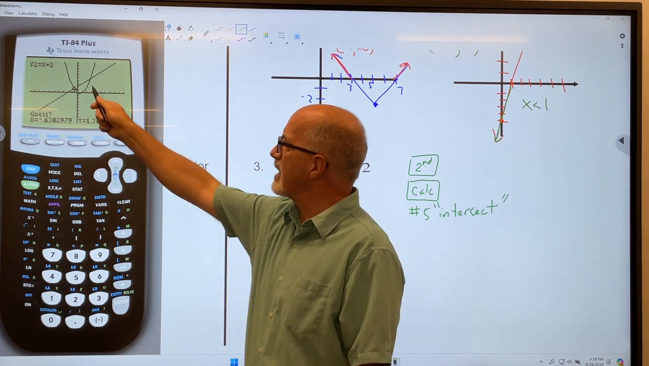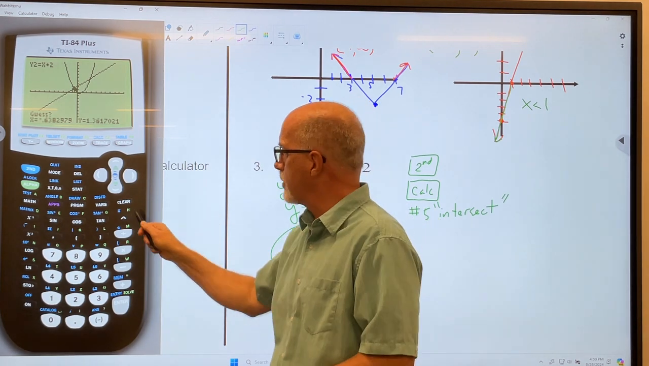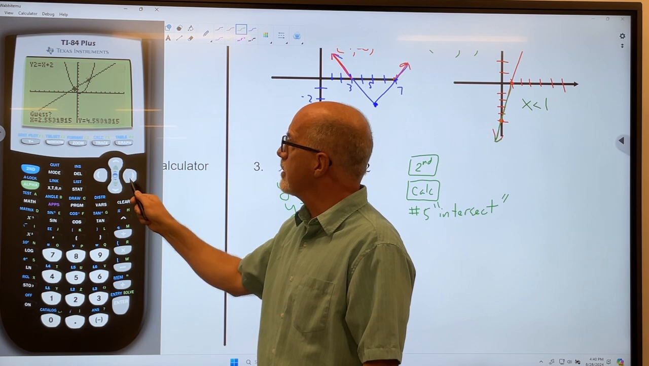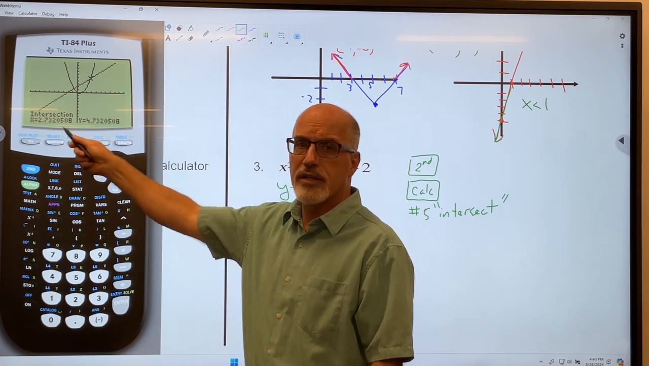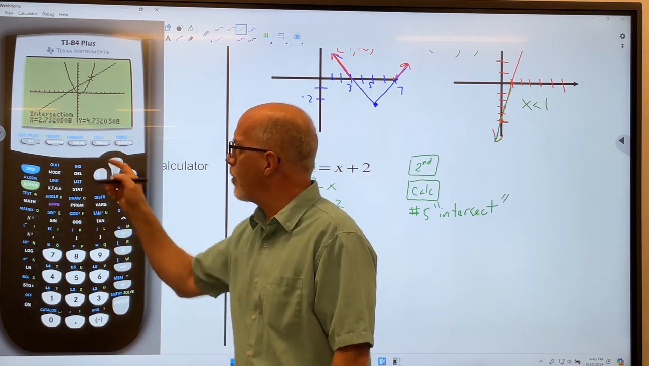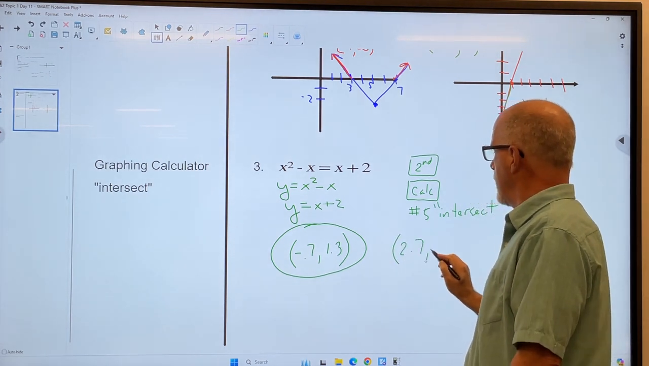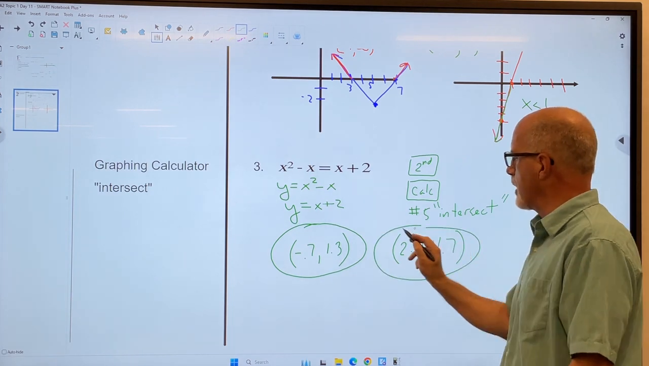But when it comes to the guess, we're going to go over by that other one. We want to guess the other answer. So you're going to go ahead and arrow over to this one, hit enter, and then it gives me a new intersection point. The second one will be 2.7 and 4.7. 2.7 and 4.7 for my second point of intersection.